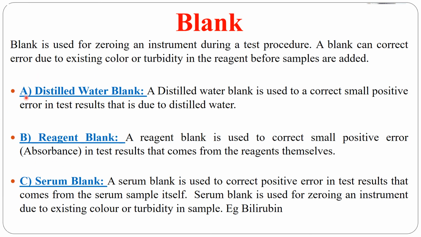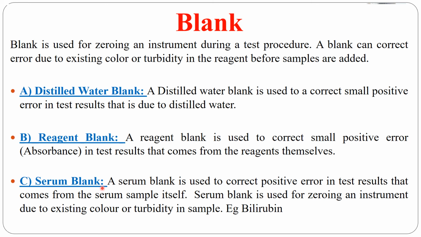So let us see what the distilled water blank is. It is used to correct small positive error in test results that is due to distilled water. The reagent blank is the reagent itself, which is used to correct small positive error in the test result that comes due to the color of the reagent.